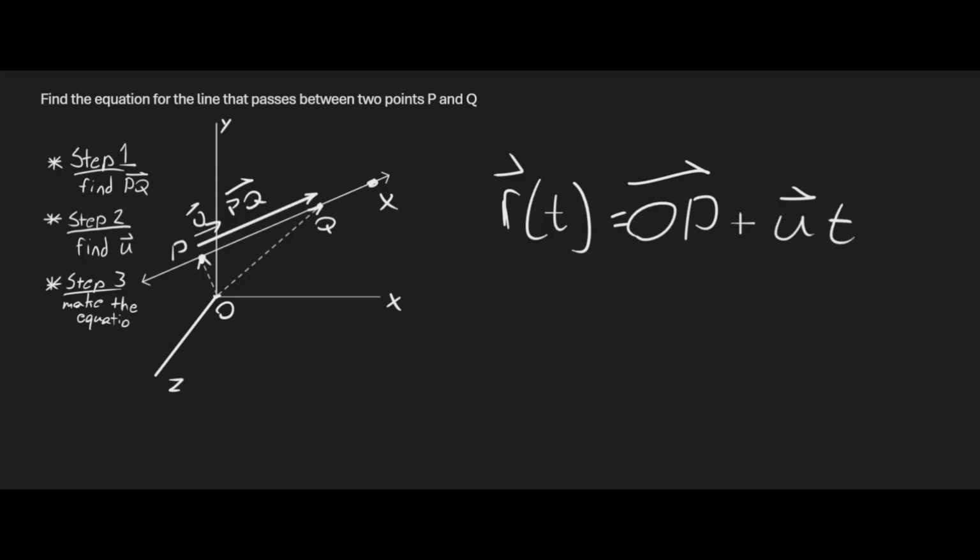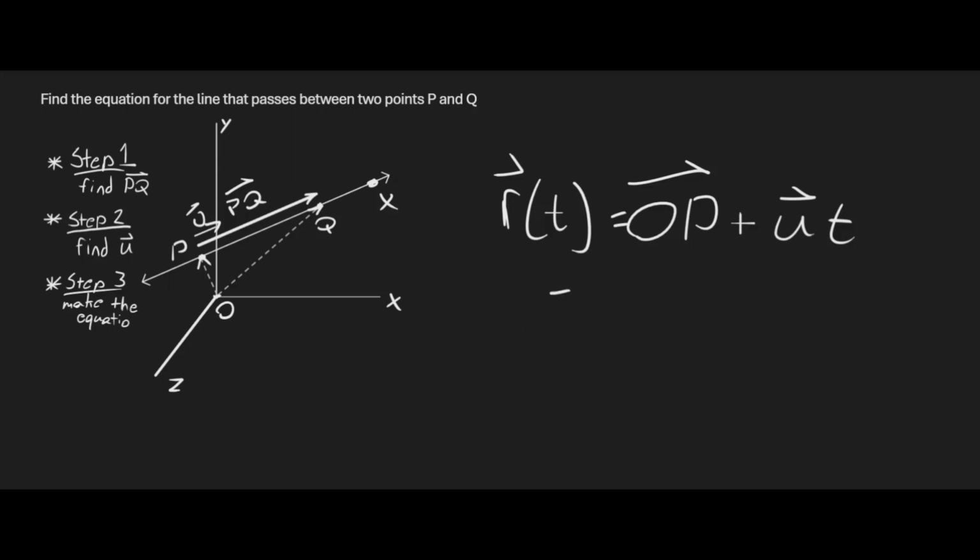What this means is that you're going to start on P. So when t is 0, you're going to be on P. But as t increases, you're going to keep adding more and more U, multiples of U. And this way, you're going to be moving along the line. So this will give you all the points on the line.